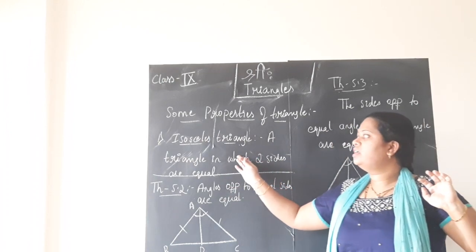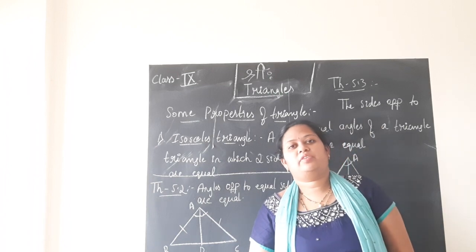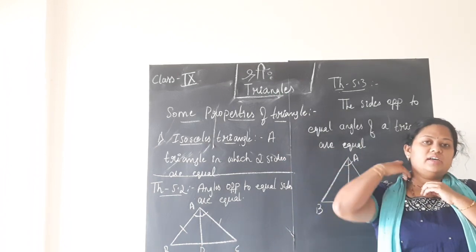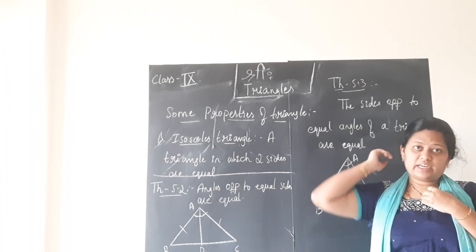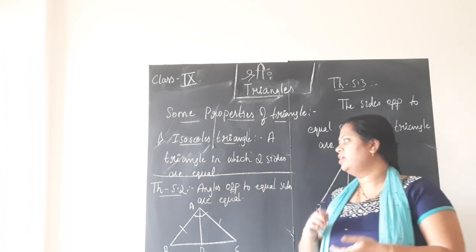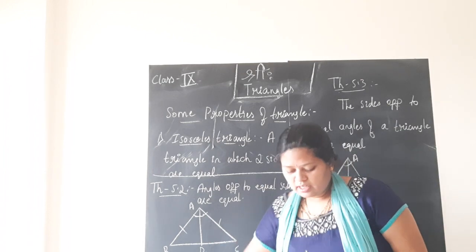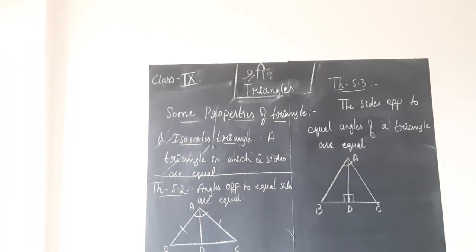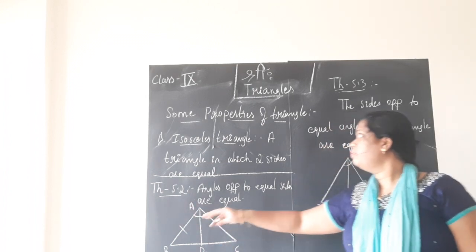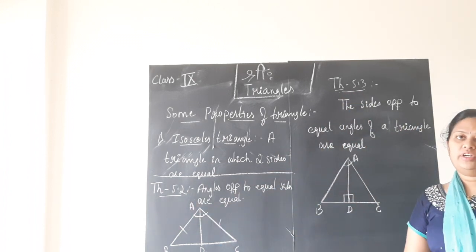So first we should learn the definition of an isosceles triangle. This is not something new to you. You know what an isosceles triangle is. Any triangle in which two sides are equal is called an isosceles triangle. Next, after that, you have two theorems, children. Proofs are not there for now. That is theorem 5.2 and theorem 5.3.